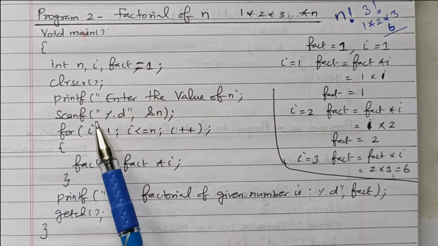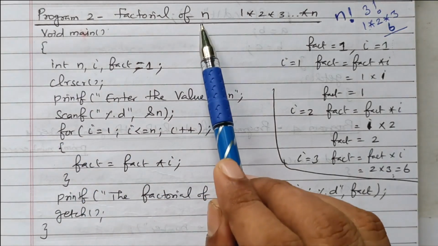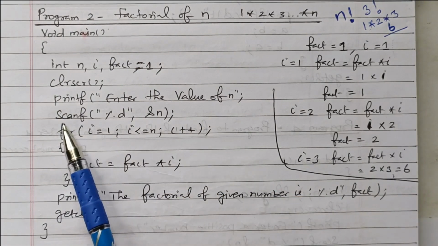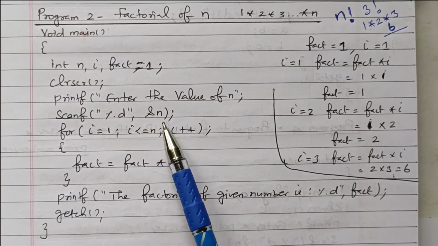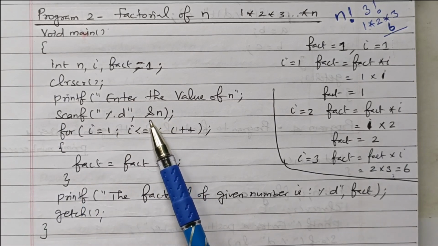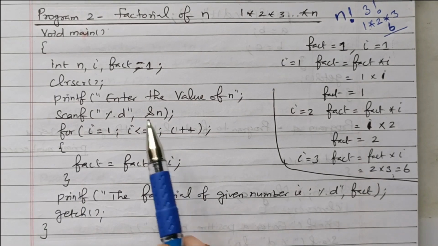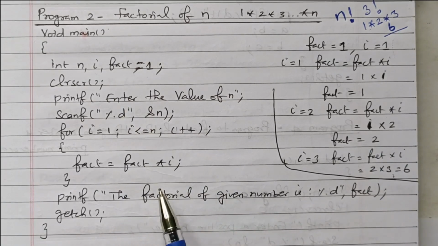Then after clear screen, we ask the user to enter the n value, the number for which we need a factorial. The user will enter the number using scanf with %d and &n. The number will be stored at the address of n. Now the n value the user enters is stored in variable n.